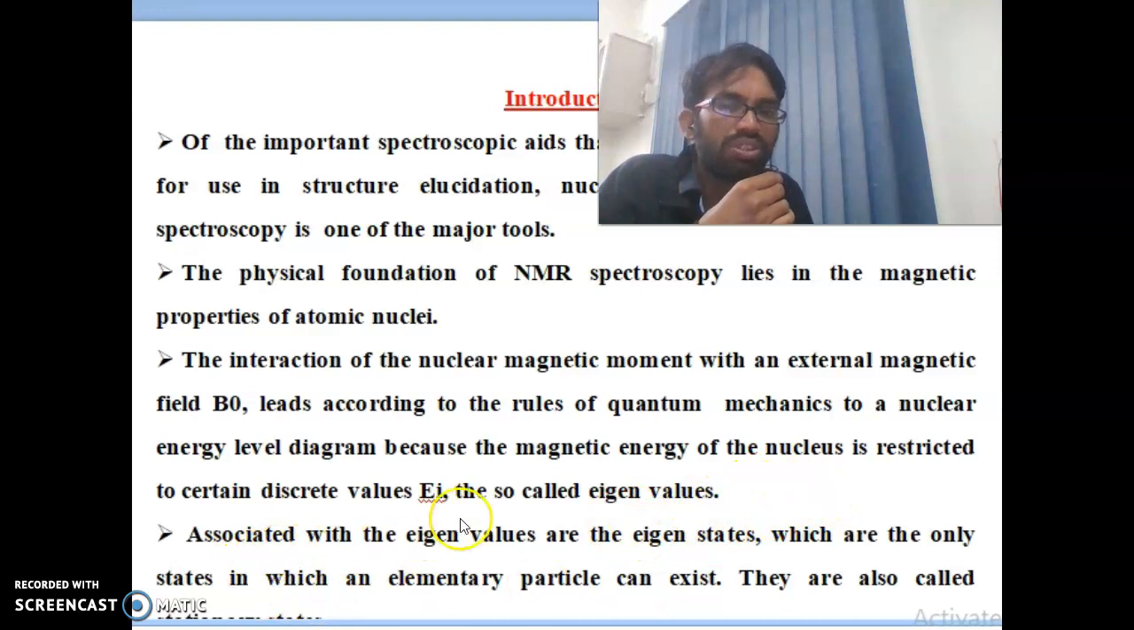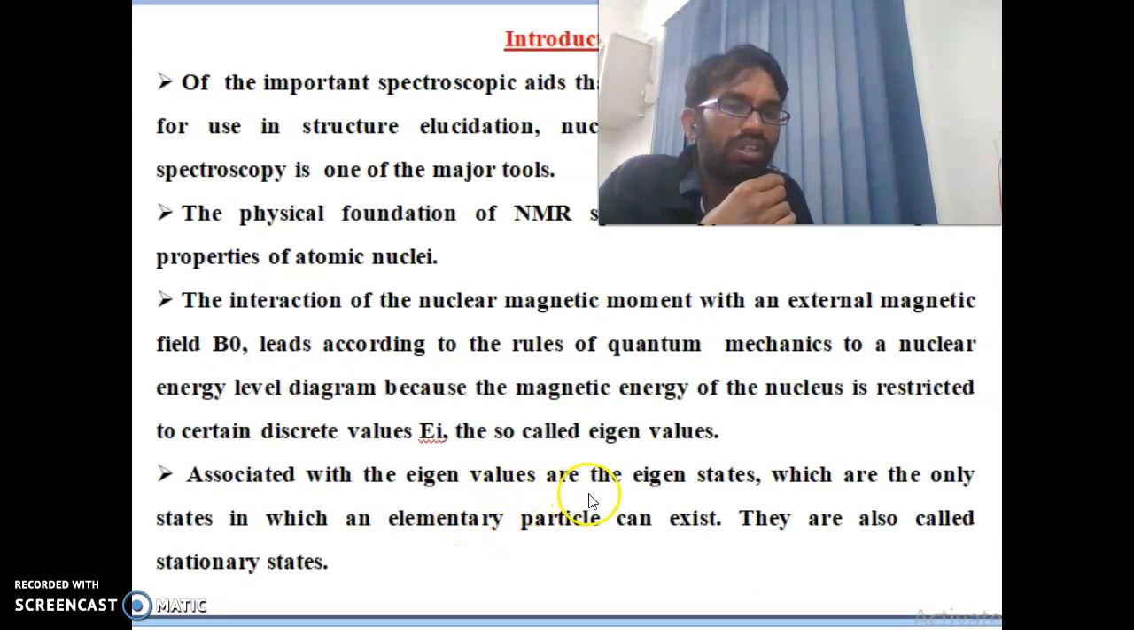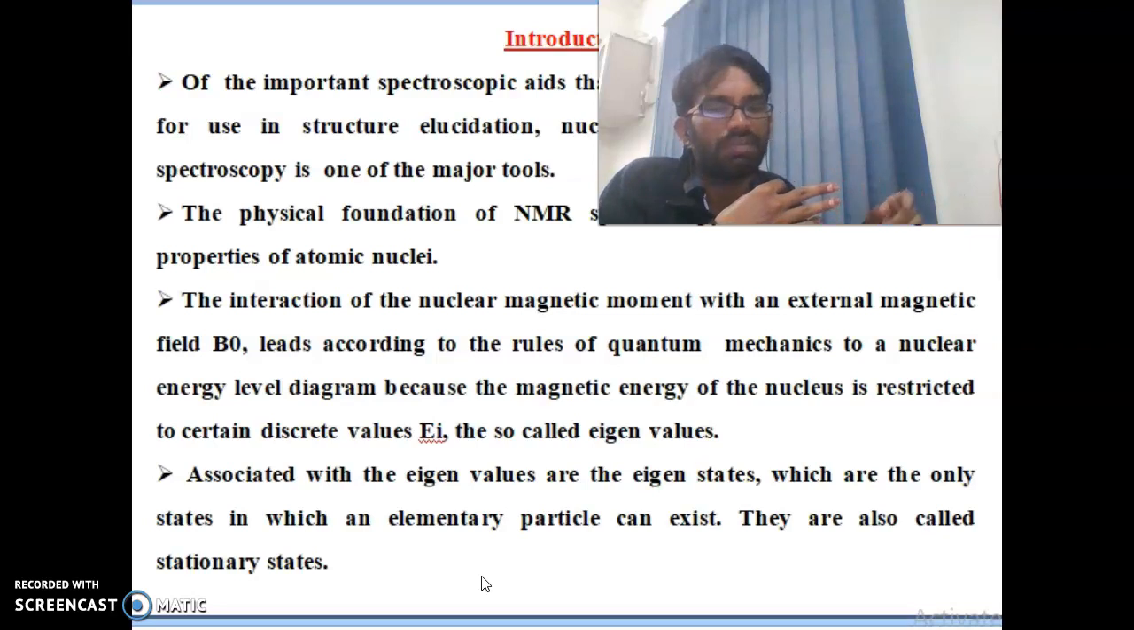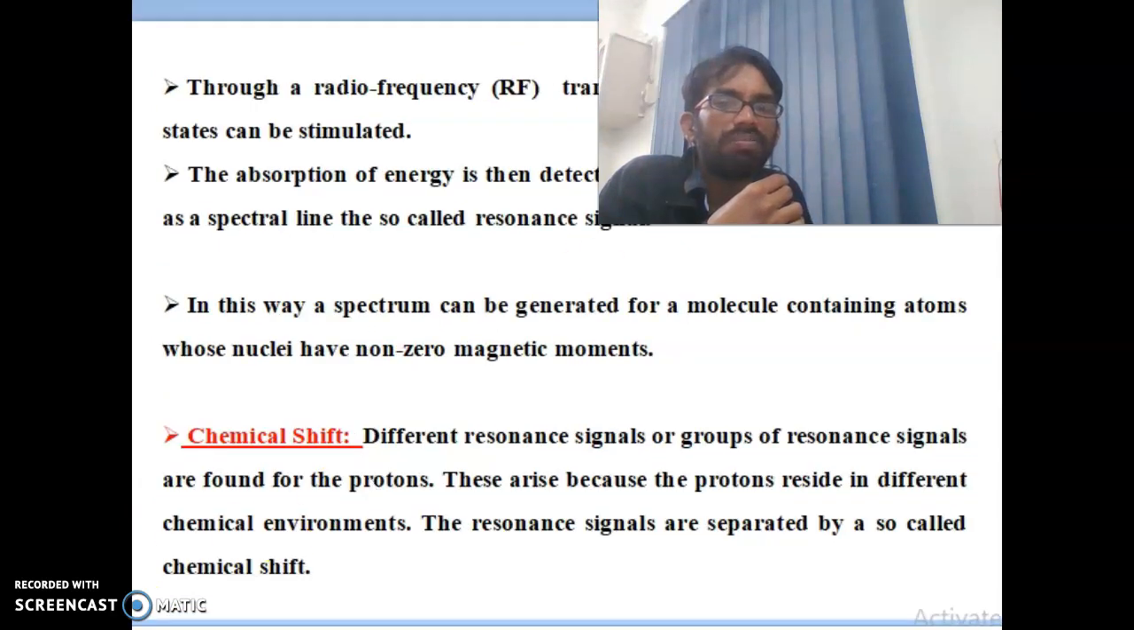Associated with the eigenvalues are the eigenstates, which are the only states in which elementary particles can exist. They are also called stationary states. So what do stationary states mean? The eigenstates are the only states in which elementary particles can exist, and they are also called stationary states.